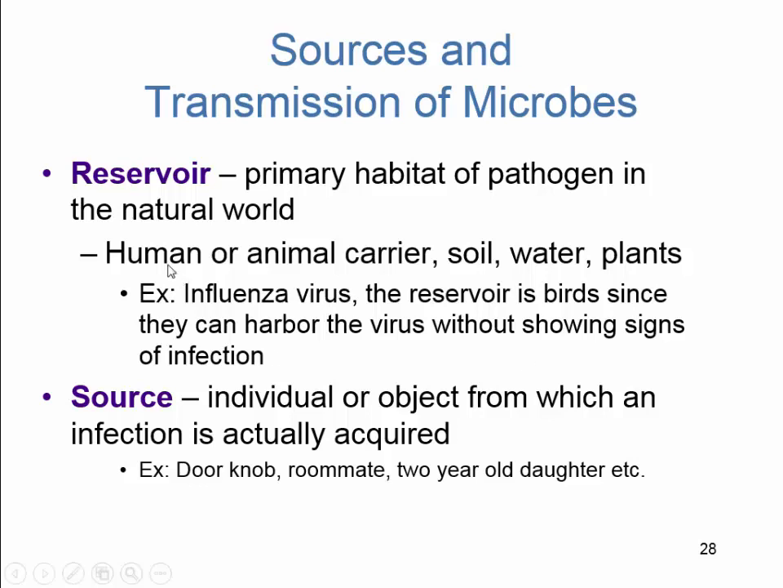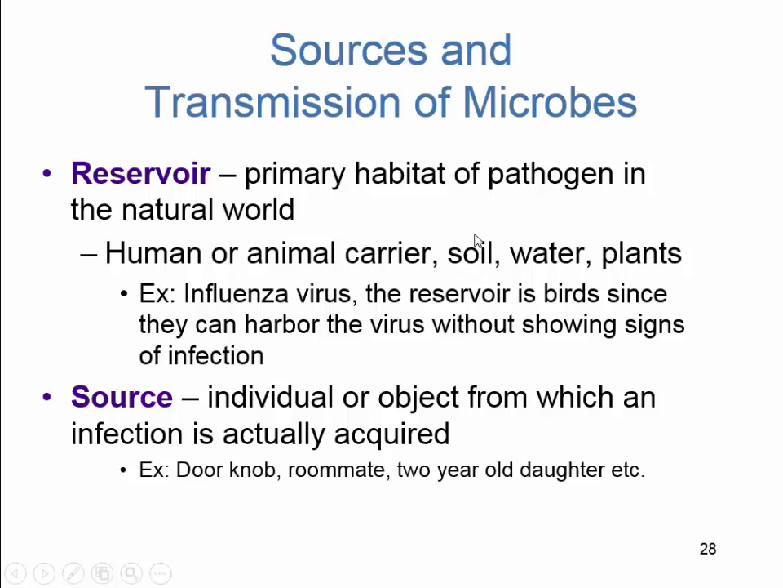Other reservoirs can be, for example, humans. Diphtheria, we are the natural reservoir for this bacteria. There are certain bacteria that have animal carriers, so they persist within the animal without causing disease. An excellent example of this would be tularemia, which is often disseminated by rabbits.